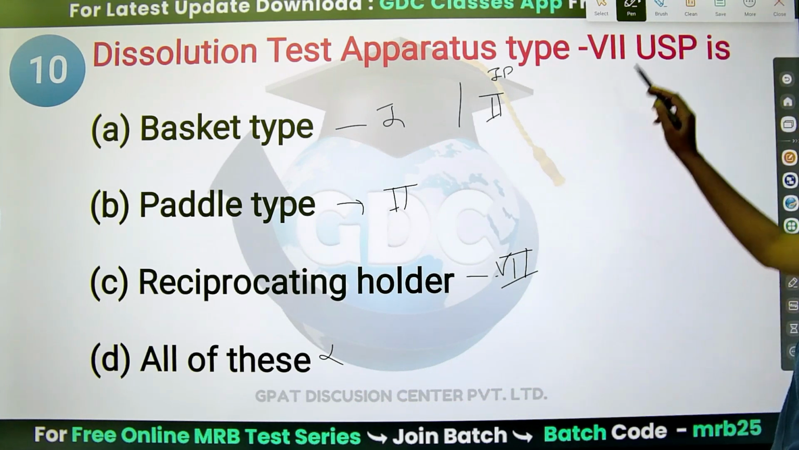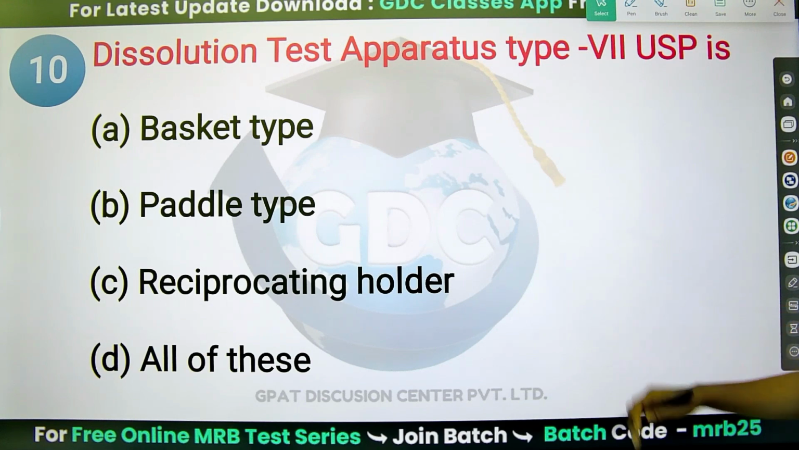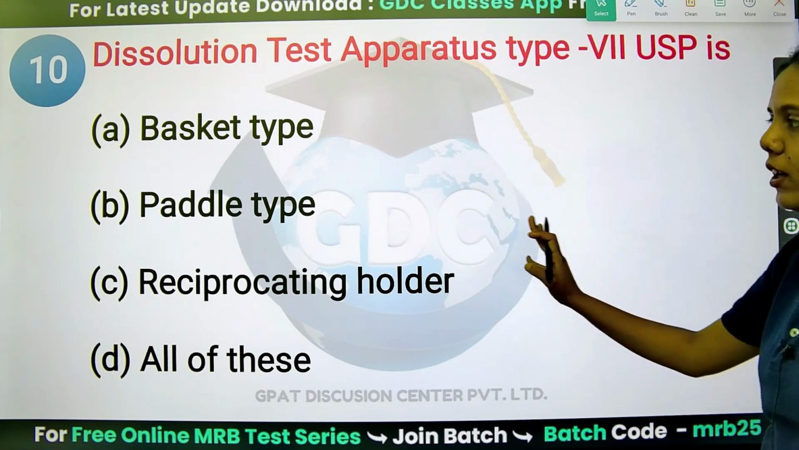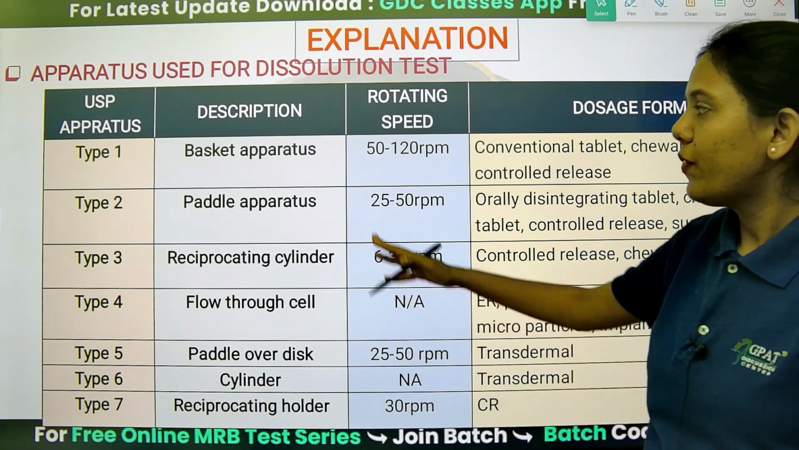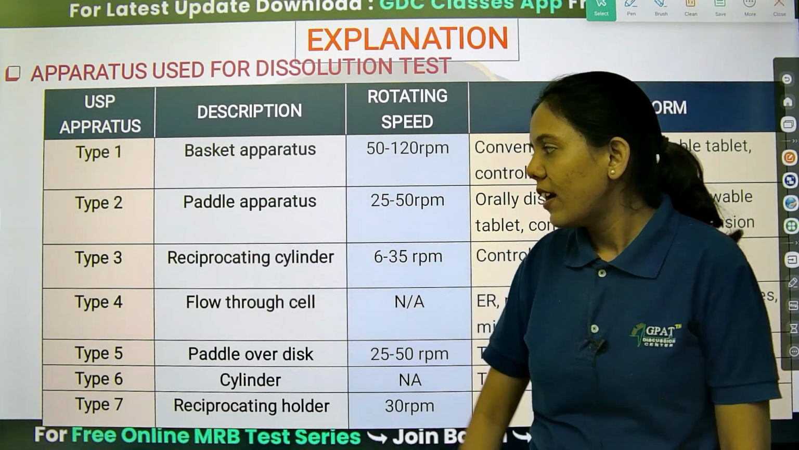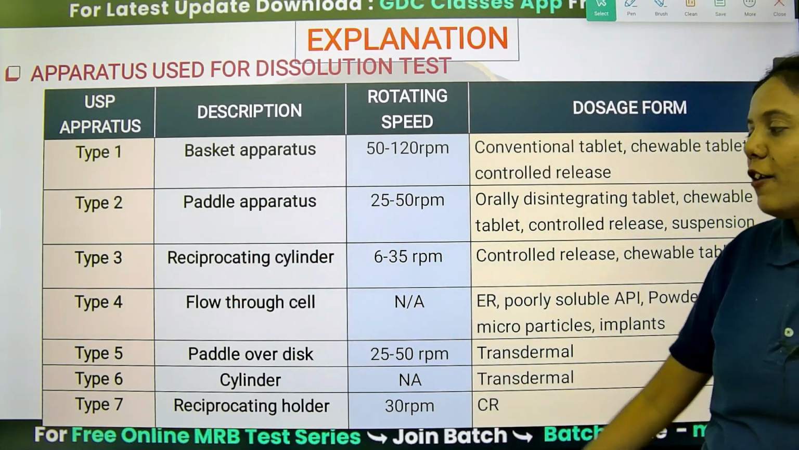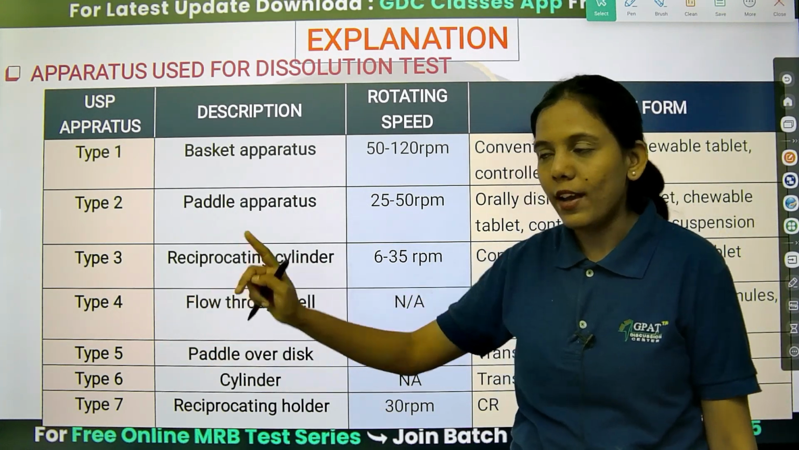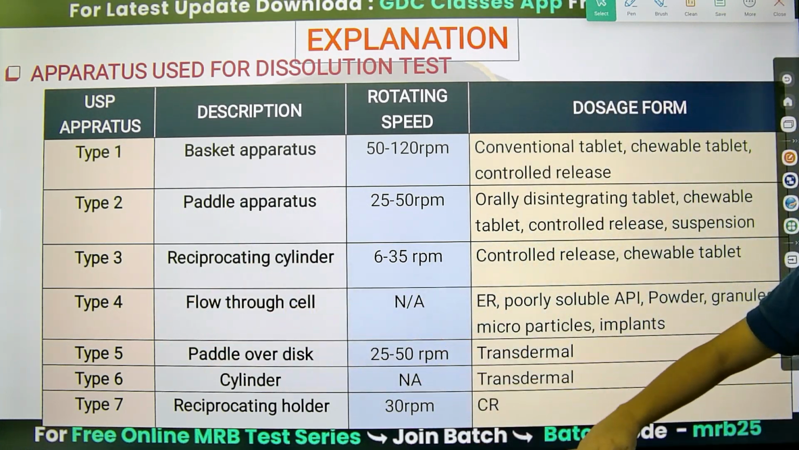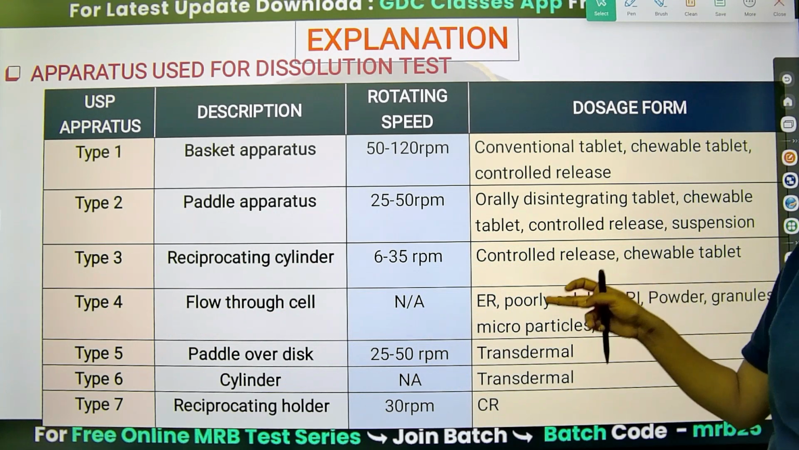So we have different types of USP dissolution apparatus. So your option C, reciprocating holder, is the right answer. First is basket, second is paddle, then reciprocating cylinder, then you have flow through cell. Flow through cell, FF you can remember. F for 4, F for flow through cell. Then paddle over disc, cylinder, and the reciprocating holder.